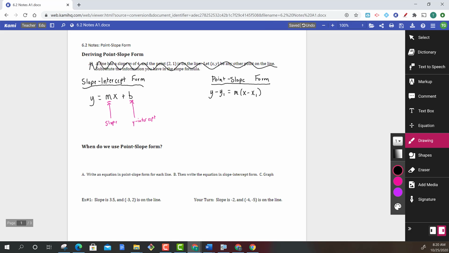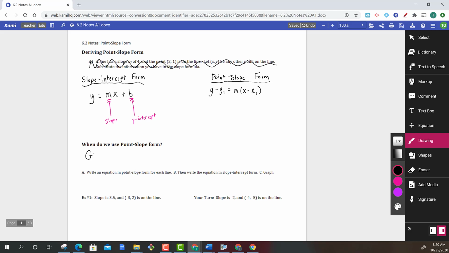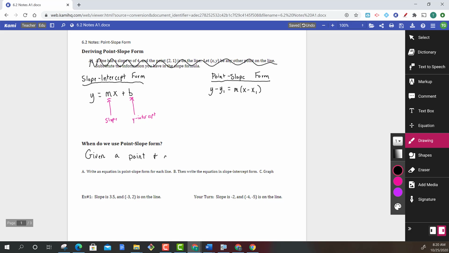When do we use point-slope form? So this is like the most obvious question I've asked all year. We're going to use it when you are given a point and a slope. So if you're given the slope of a line and you're given a point that the line goes through, you're going to use this. And that's because you can see the point-slope form is outlined right here. Again, pause the video as needed here to copy everything down.